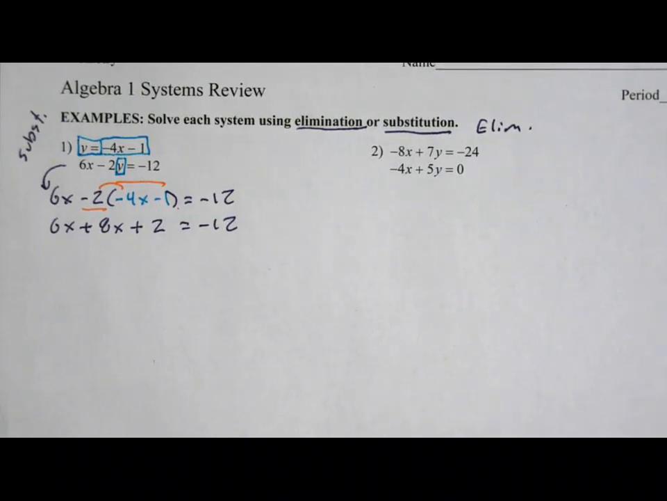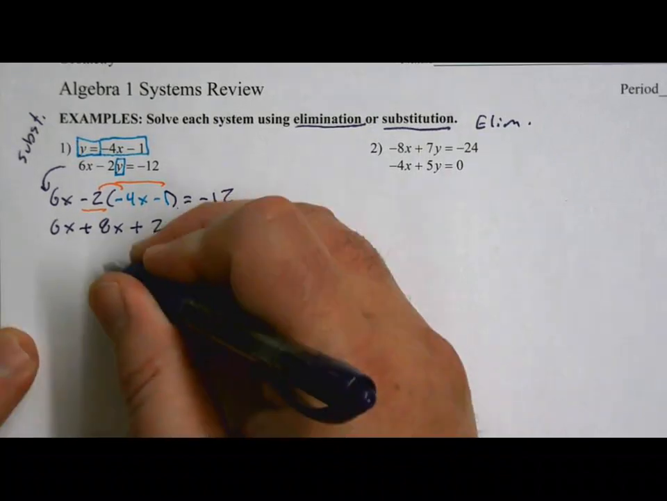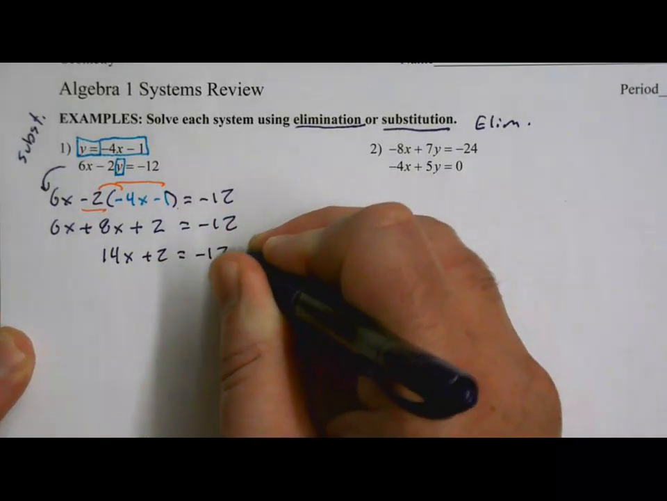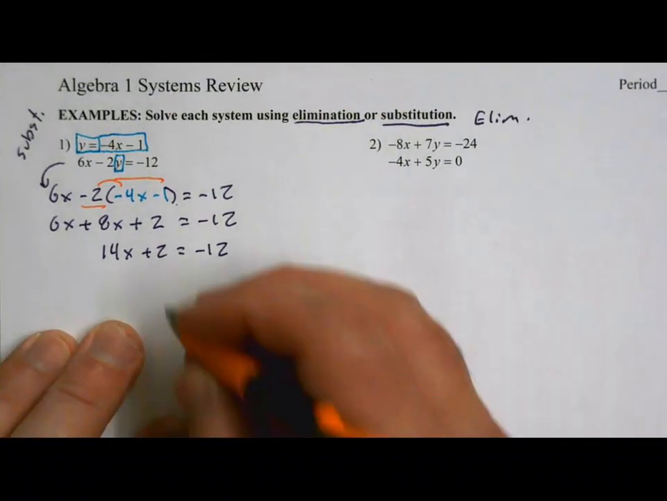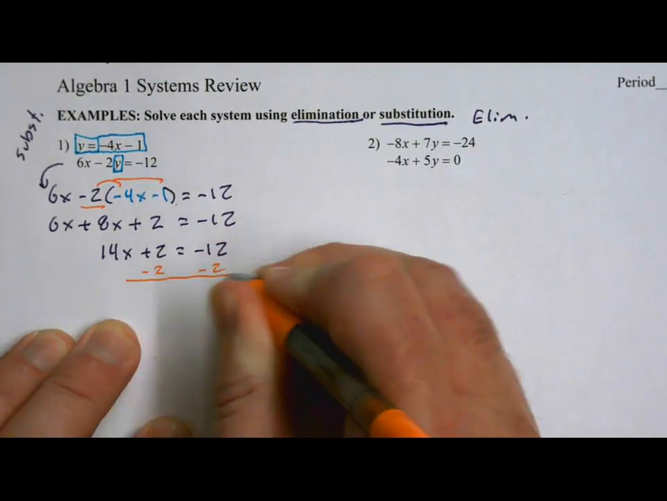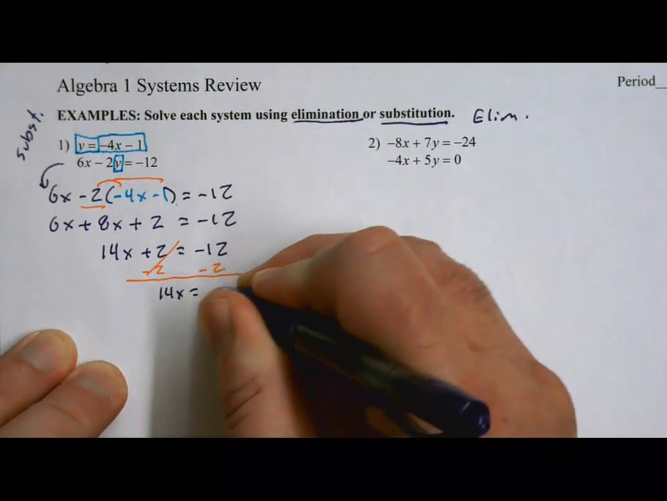All right, parentheses are gone. I have some x's that I can combine together here. 6x and 8x, that's 14x. We've simplified as much as we can. Now it's time to start solving. So let's work to get this x by itself. We'll do minus 2 on both sides to get 14x equals negative 14.